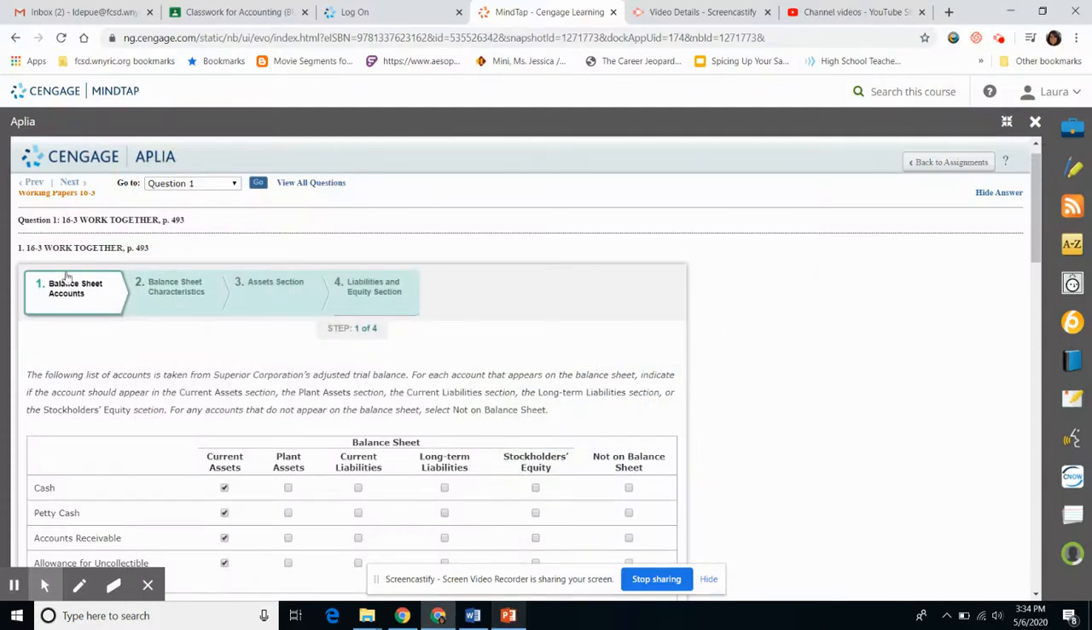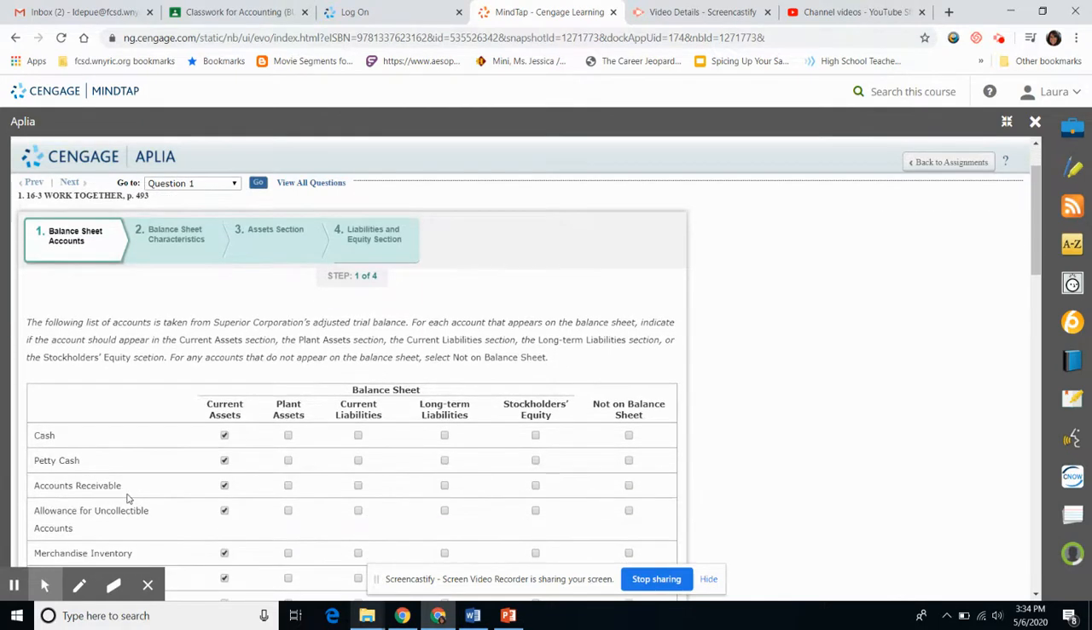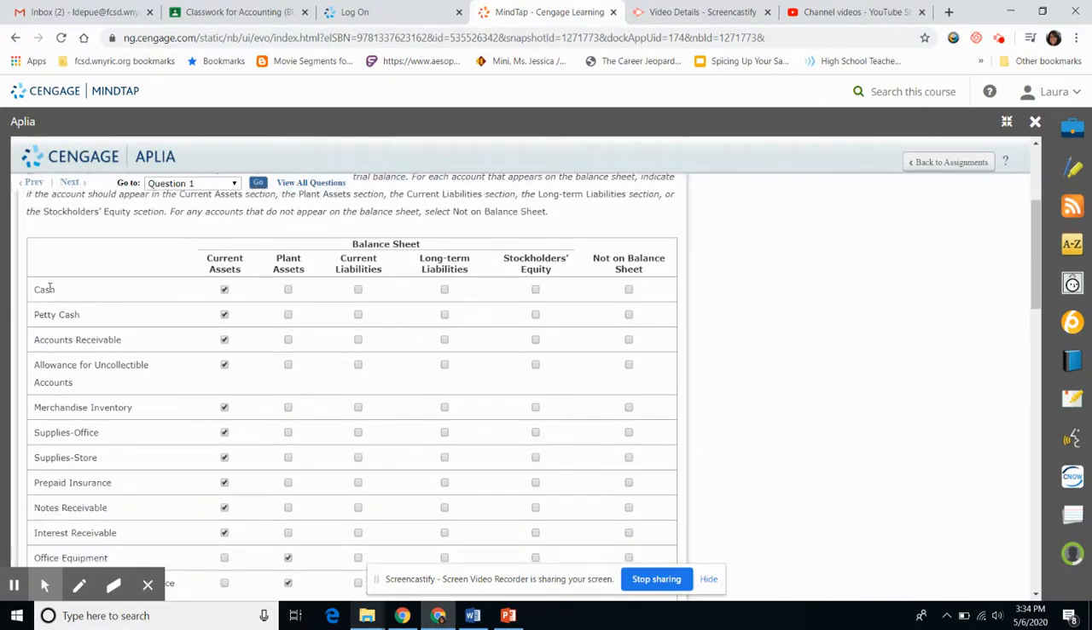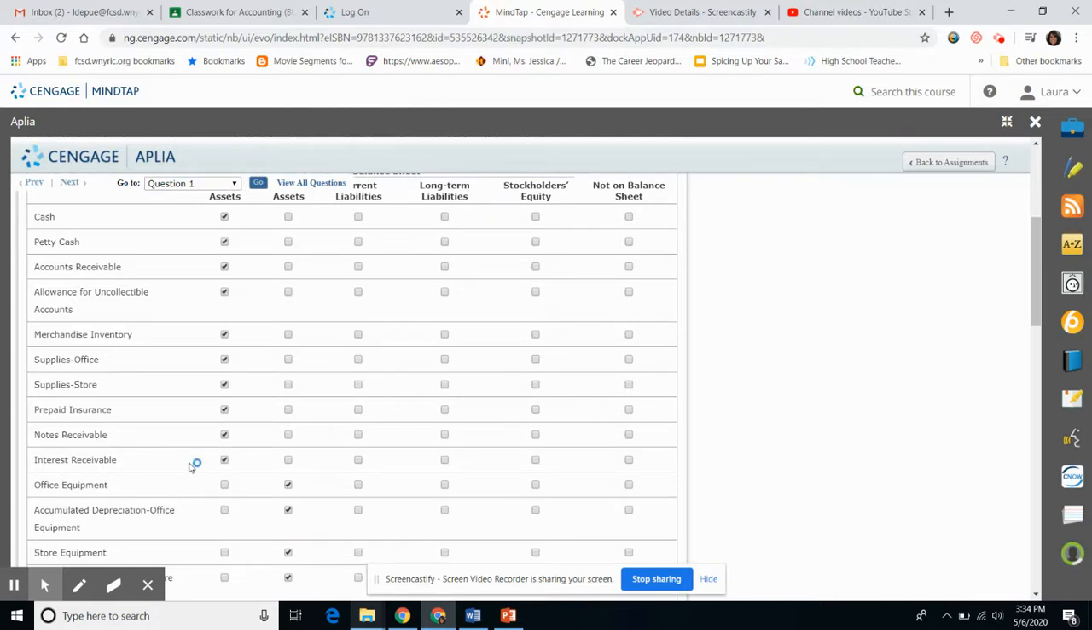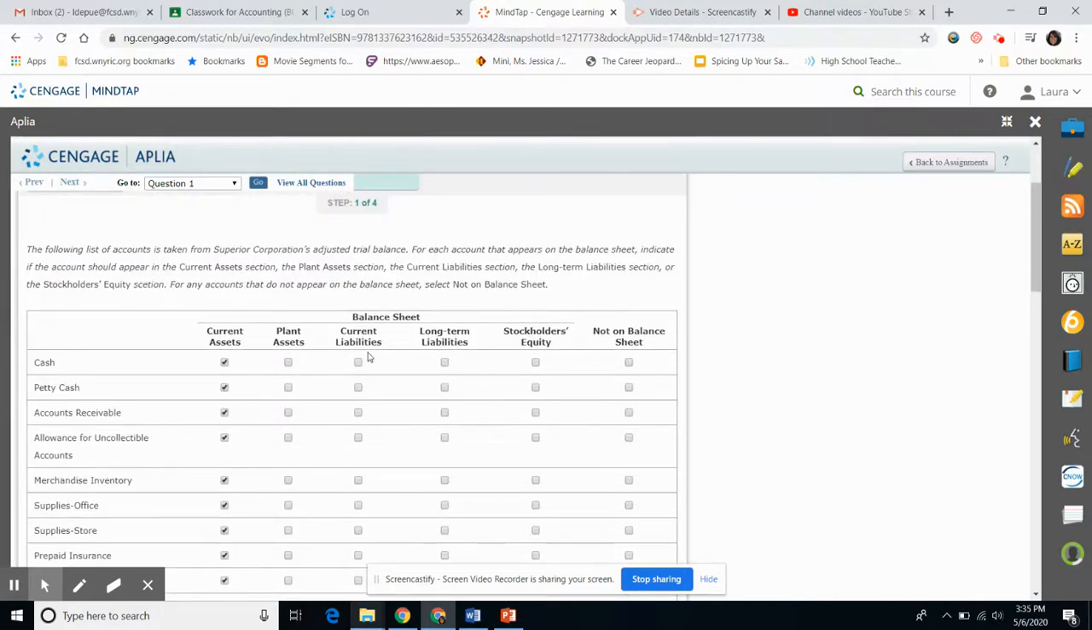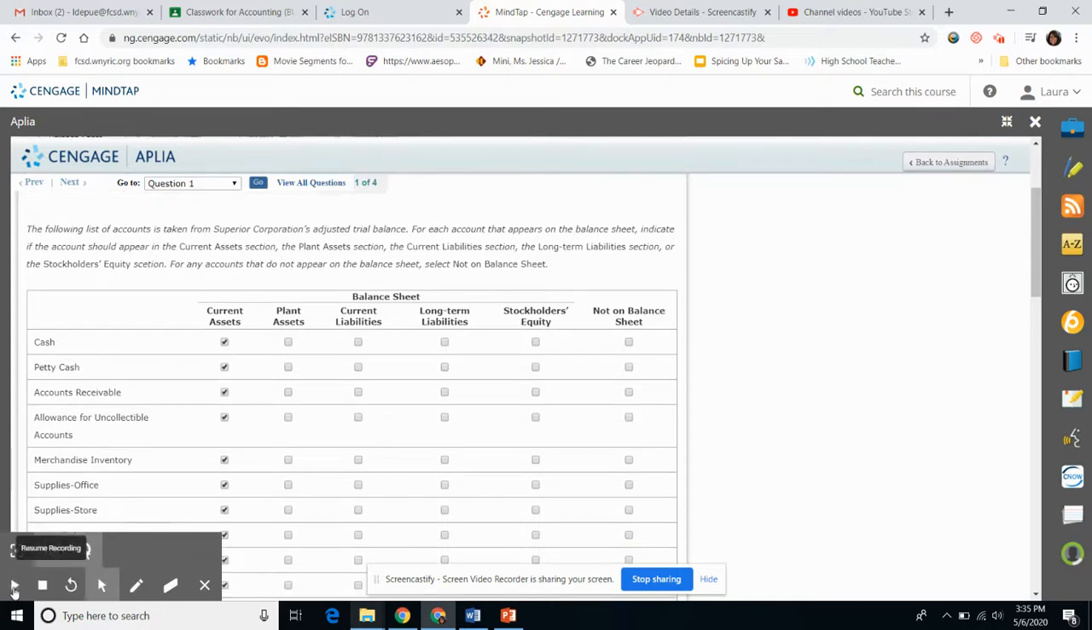So here is the first section. In 16-3, work together, there are 4 steps. The first one is asking you to go through each of these accounts and decide if it's a current asset, a plant asset, a current liability, long-term liability, or stockholders' equity, and if it's not on the balance sheet at all, you would check that. So go ahead and do that. You can see right here, I'll go through the current assets section. From cash all the way down to the interest receivable are all the current assets. So fill it in, and then I'll come back and show you the answers.